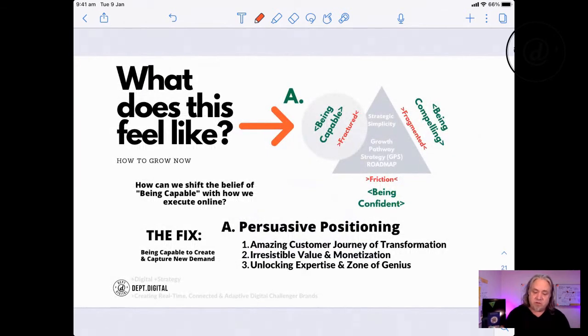So I want to quickly go through this step by step. In terms of being capable, as I spoke of first, what is that? What does that actually mean? Well, it means persuasive positioning. And we're able to do that through creating an amazing customer journey of transformation, creating irresistible value and monetization, and unlocking our expertise in our zone of genius as well. What are we good at? What are we really able to overcome? And how are we really able to offer that value that's key to our customer?